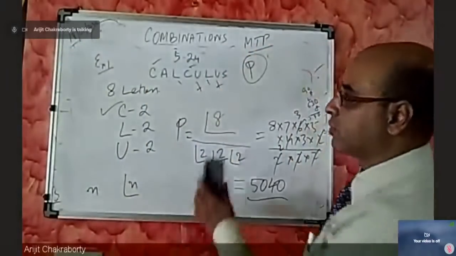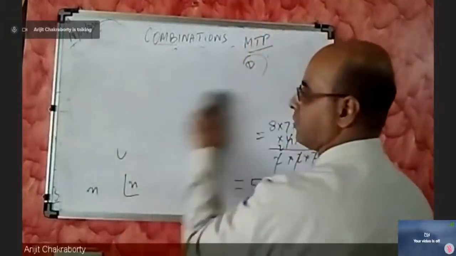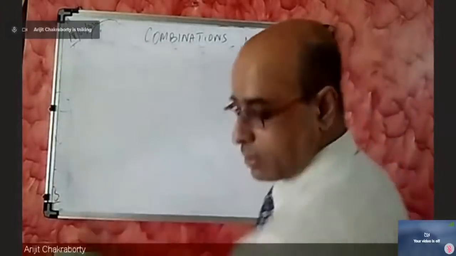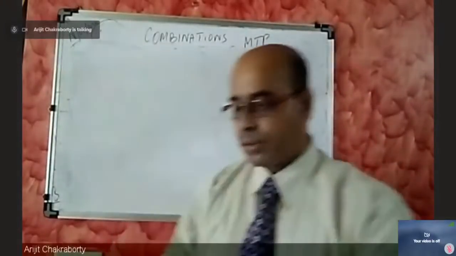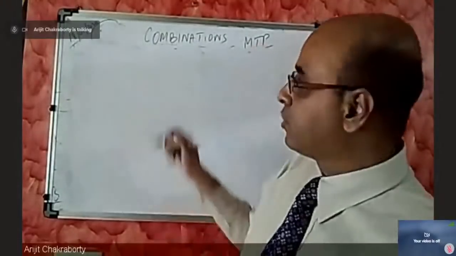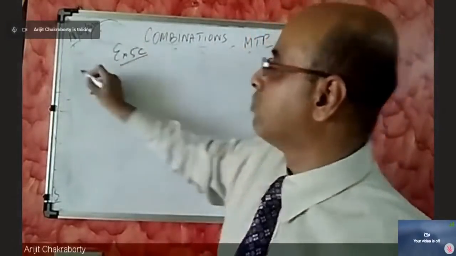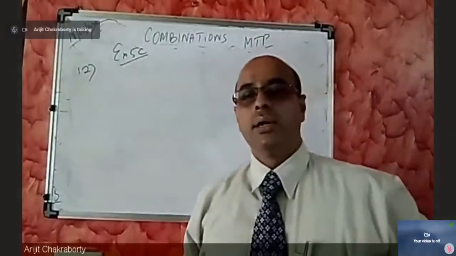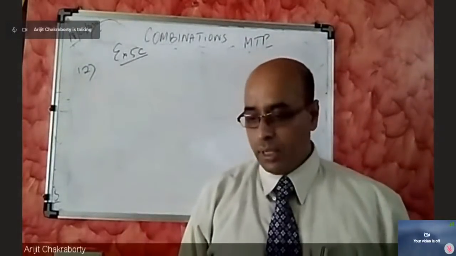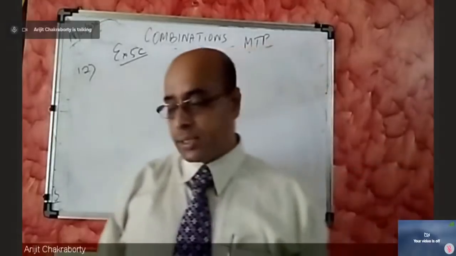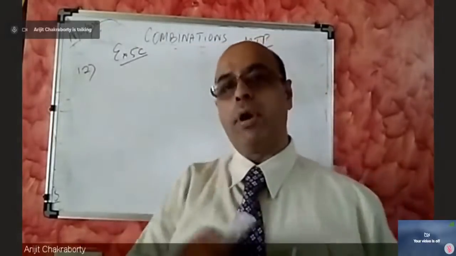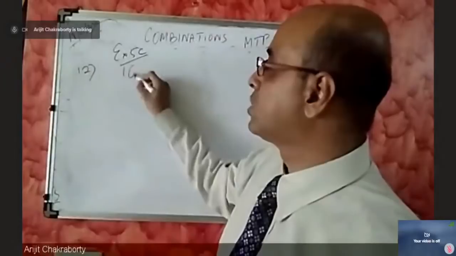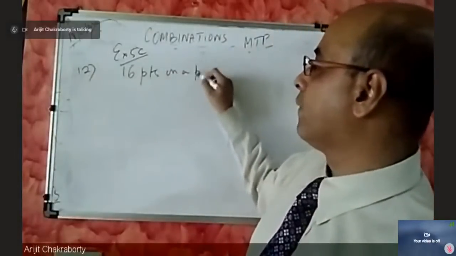Now I will take some questions from exercise 5C, and these will be different types of questions. I am first doing exercise 5C number 12. Please turn to exercise 5C of the study material, number 12. The question is the number of straight lines obtained by joining 16 points on a plane. How many straight lines can you obtain by joining 16 points on a plane?